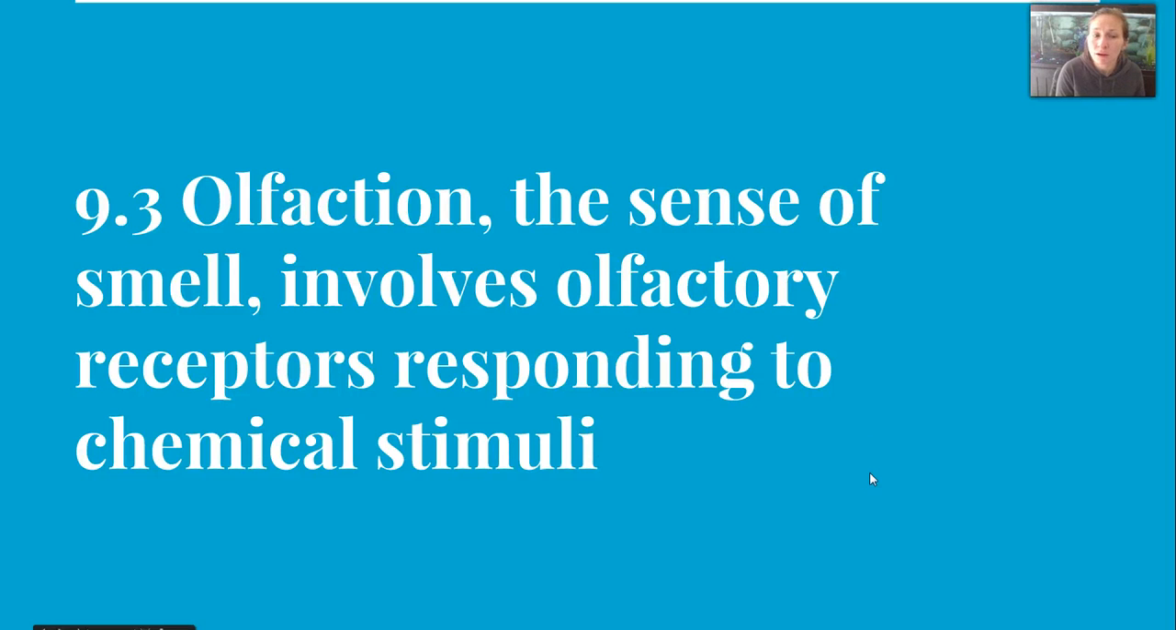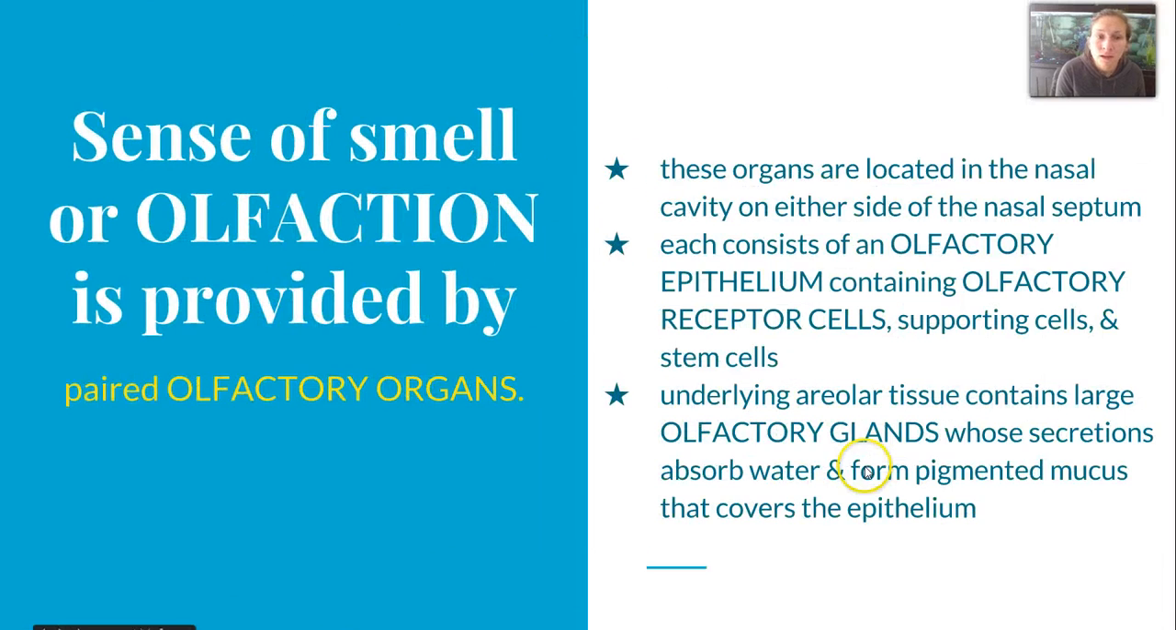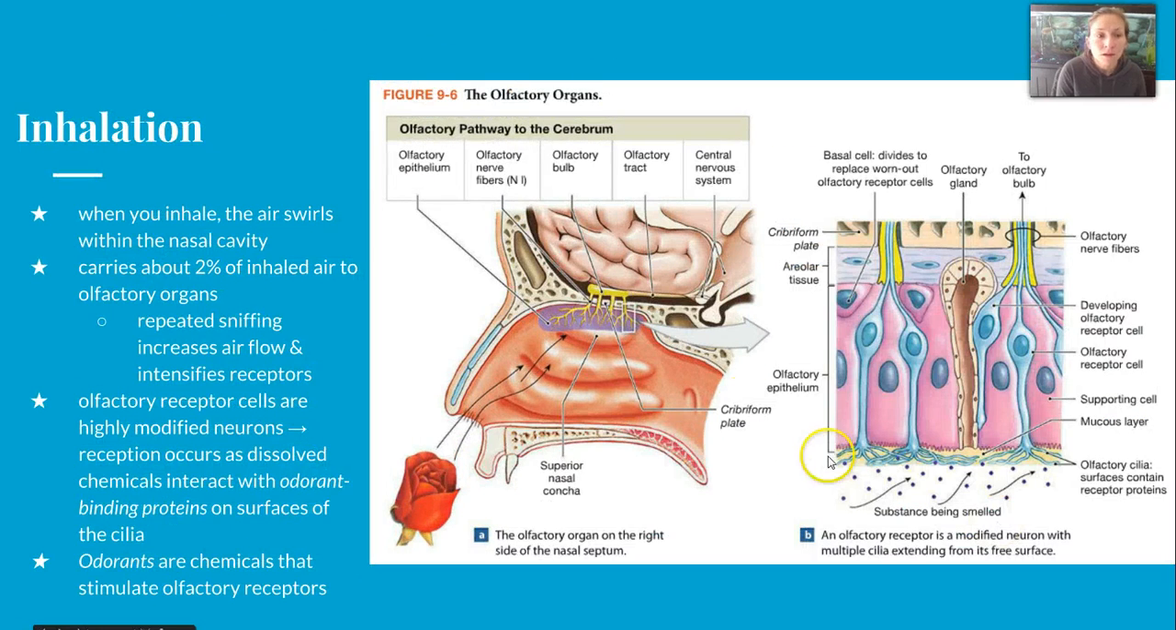9.3 talks about our sense of smell, or our olfaction, and that's provided by our olfactory organs, and these organs are located in the nasal cavity on either side of the nasal septum. Each consists of an olfactory epithelium containing olfactory receptor cells, supporting cells, and stem cells. They have underlying areolar tissue that contains olfactory glands whose secretions absorb water and form pigment and mucus that covers the epithelium. When we inhale, the air swirls within the nasal cavity and carries about 2% of that inhaled air to our organs. Repeatedly sniffing increases our airflow and intensifies receptors.